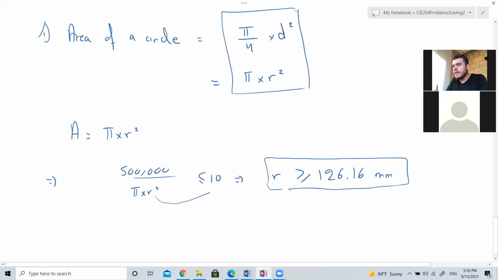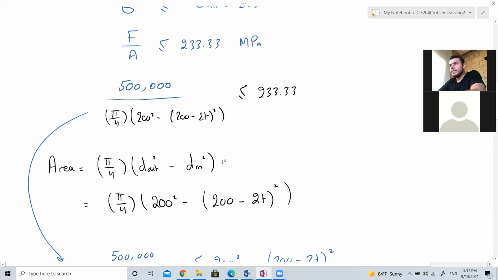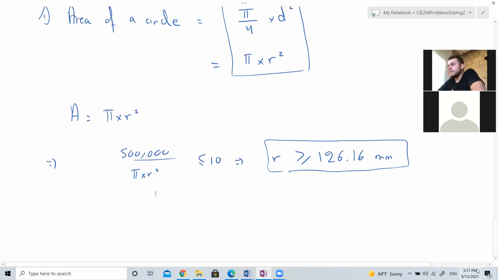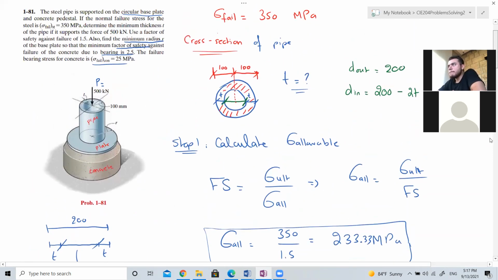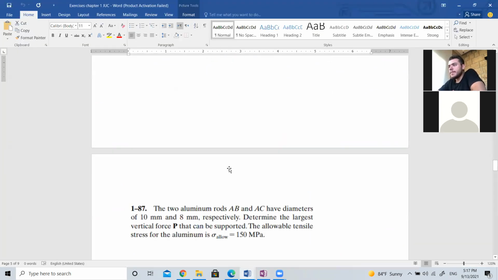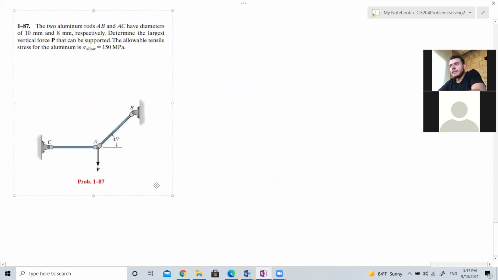Okay, yes, right. This is the minimum stress, and this is the minimum radius. Any question? No. All is clear. Yes. Let's continue with the second exercise.